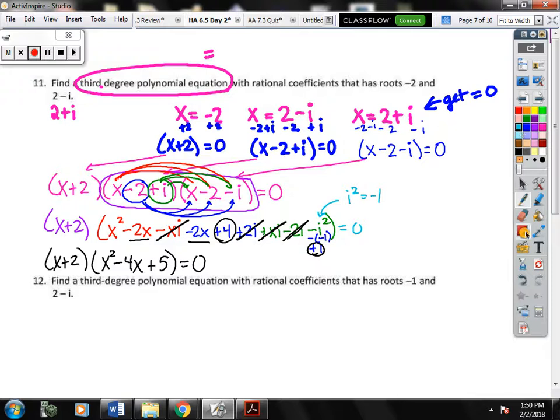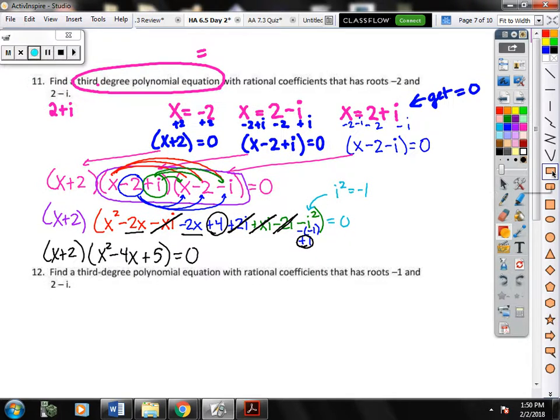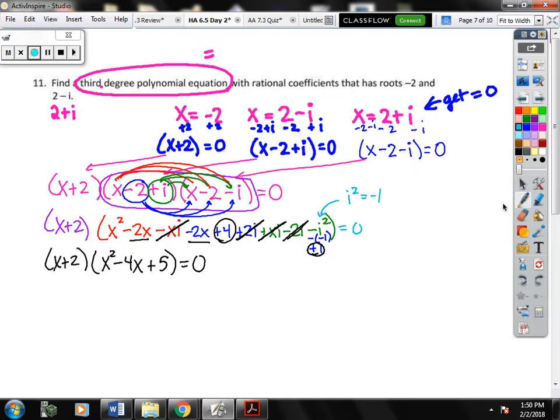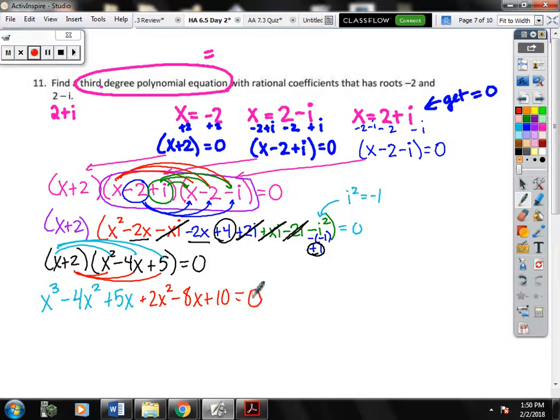I'm running out of space, so let me just cover this up with a text box. For board purposes, sorry you don't have the same luxury. So we'll get x cubed minus 4x squared plus 5x, distributing your x to each term. Then distribute your 2. Make sure you have equals 0. I'd also accept y equals, but technically since it says an equation and not a function, it should be equals 0, since they gave us the zeros.